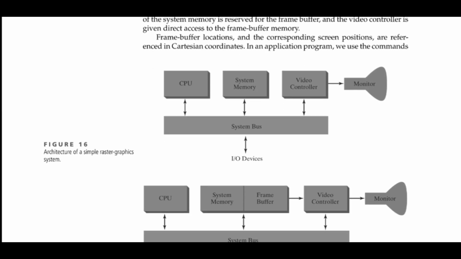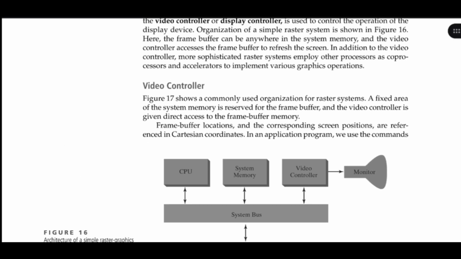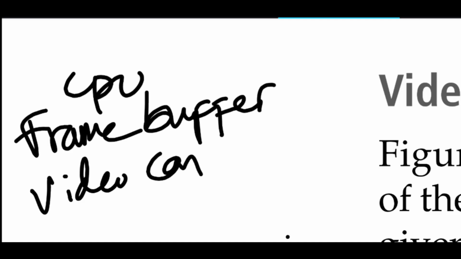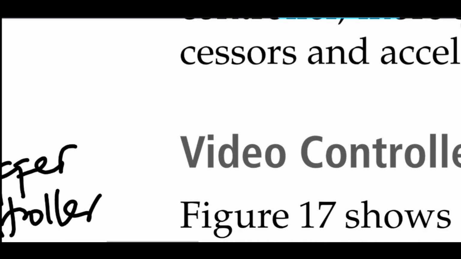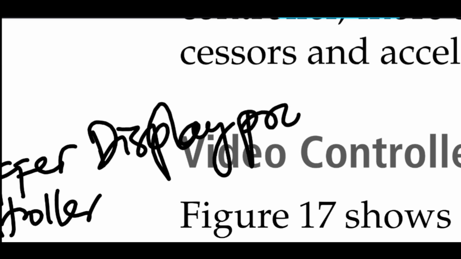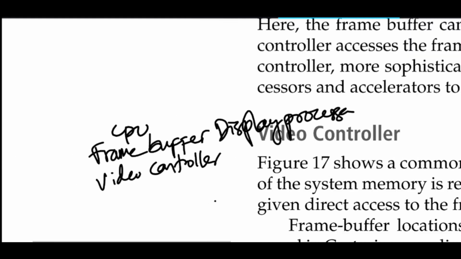Mainly we have to discuss some main components. The first component is our CPU, then the frame buffer, then the video controller, and another component is the display processor.